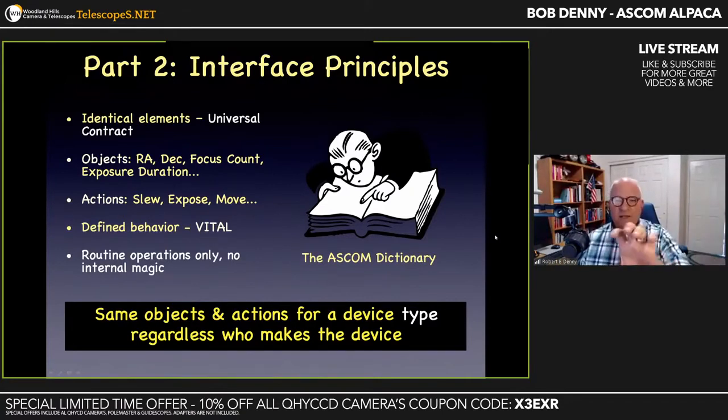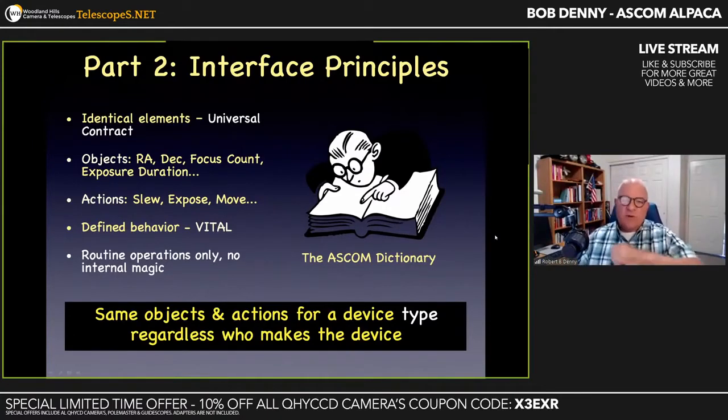ASCOM's business is to tell the mount to do what I need to accomplish my astronomy, and that's it. Slew, expose, move, expose for a camera, and so forth. So that's the way that ASCOM is designed. Routine operations only, and the set of functions is pushed towards minimization. The design is to minimize the number of those functions and hit only those very things that you really need.